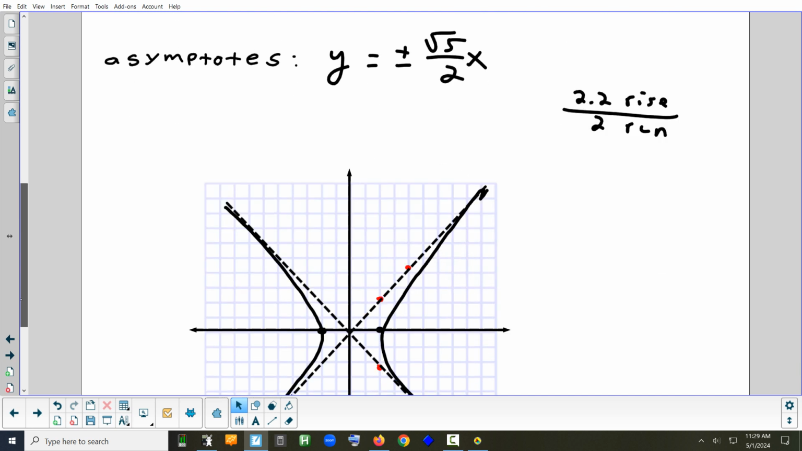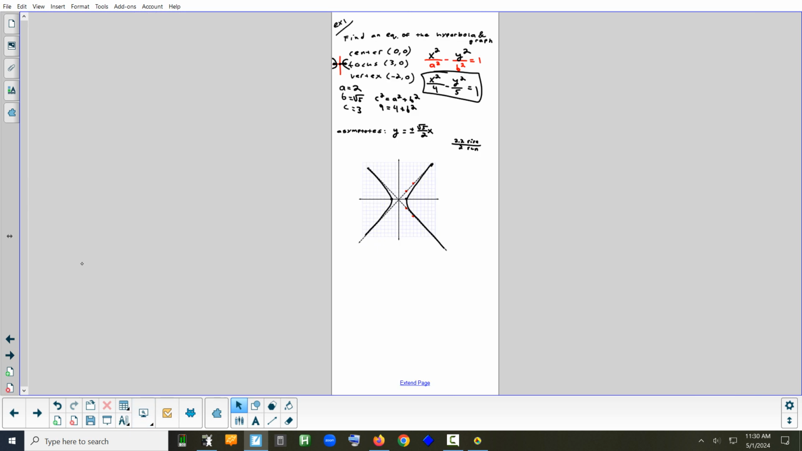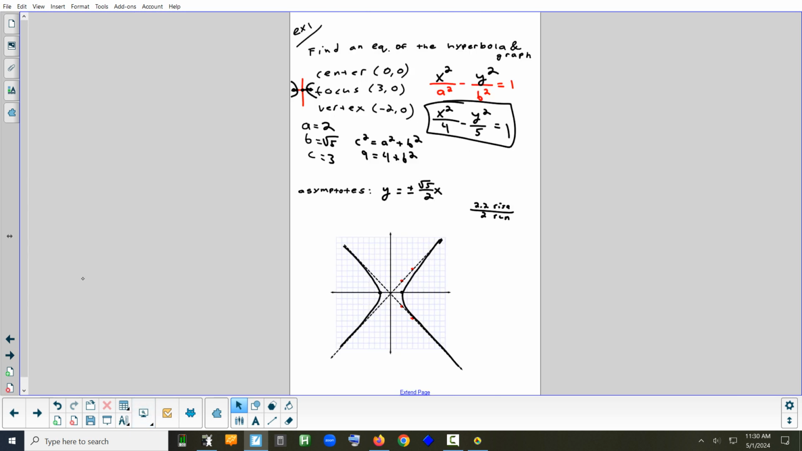That's how I plotted a couple points for the first asymptote. And then down 2.2, over 2. And I did that a couple times. And then you just draw your lines. Sometimes the slope will come out to a nicer number. Okay, with this one it didn't. All right, any other questions on that one?